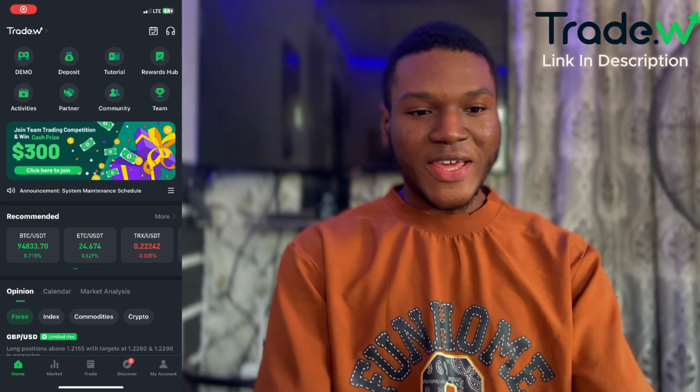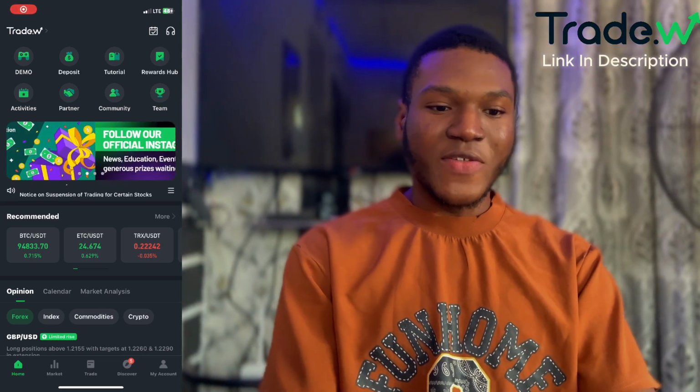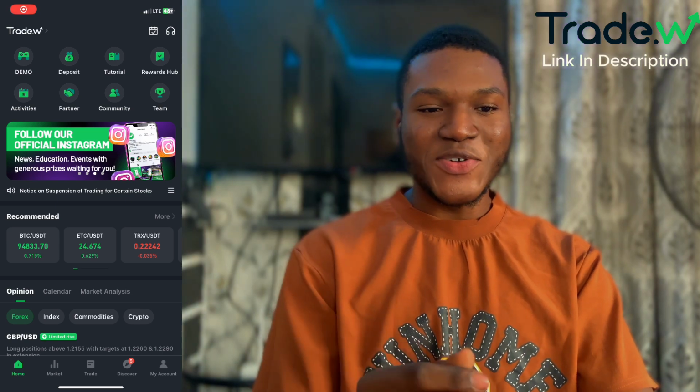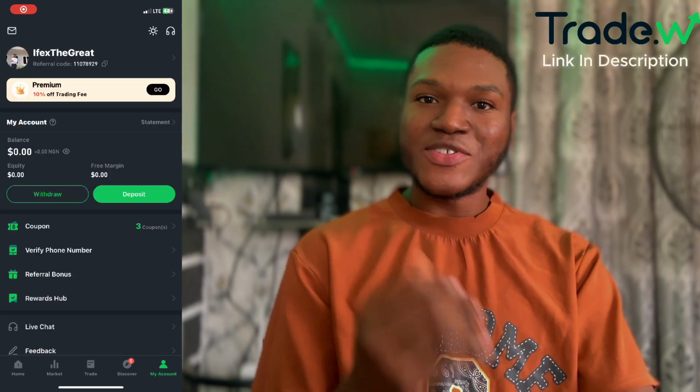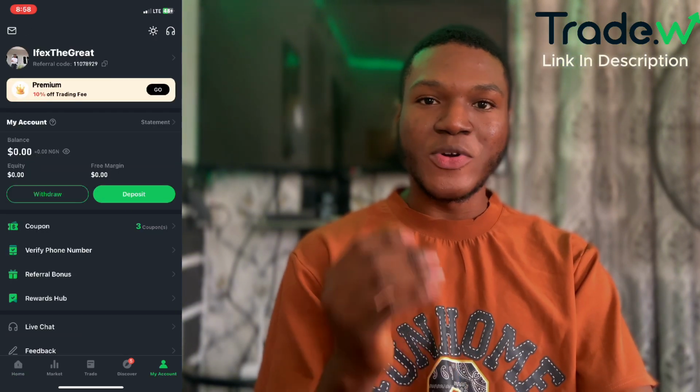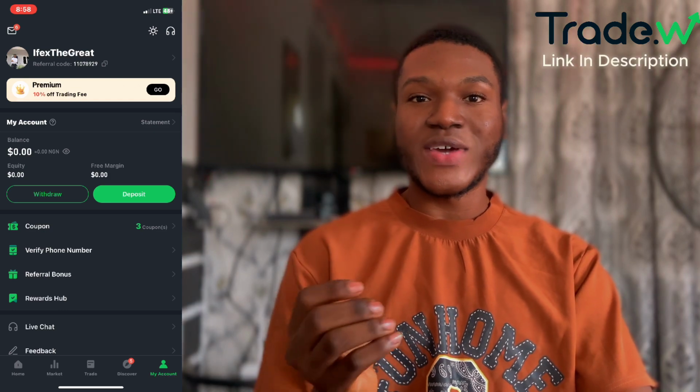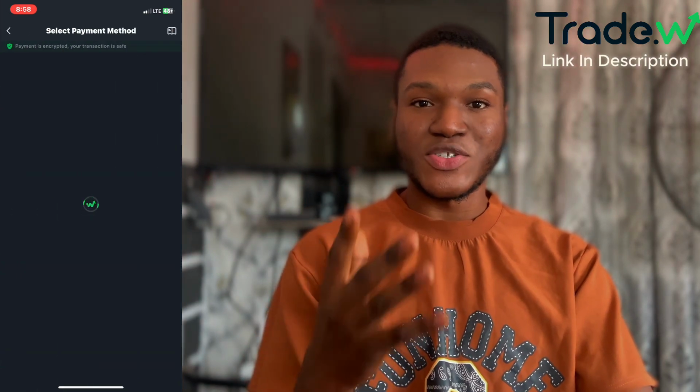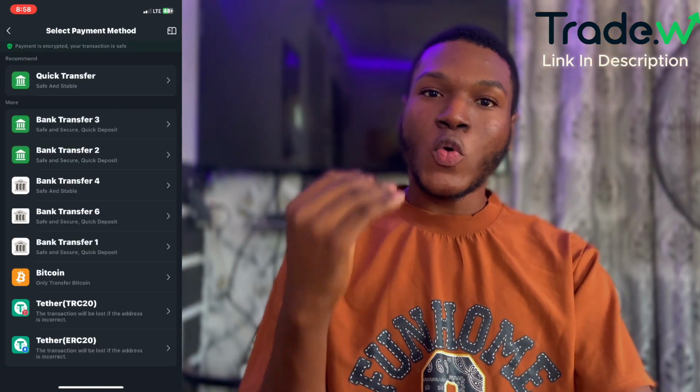So currently I'm in the application now, as you can see. And now the first place I'm going to go to make my deposit is going to be my account. In my account here, you can see deposit and withdraw. I'm going to be depositing because I want to show you guys how easy and fast it is to deposit in Tradeview. So you choose your quick bank transfer.